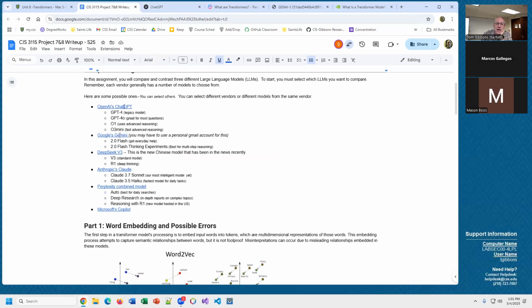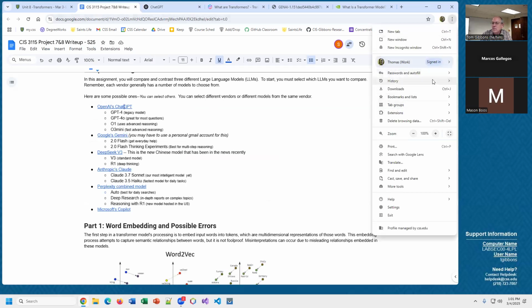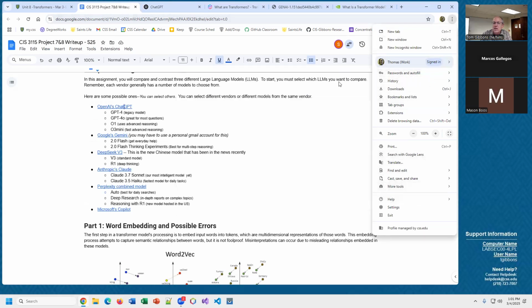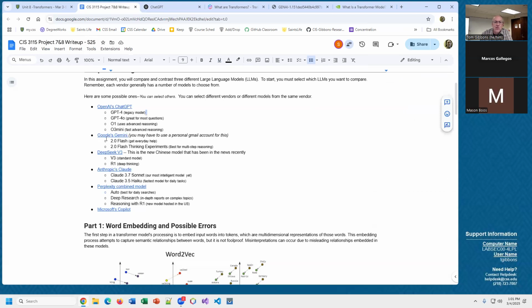Now Gemini, I don't think we can sign up with our current accounts. We can't do that at our current institution. So you've got to use a different account for Gemini. I use one of my other Gmail accounts and access Gemini through that. So if you want to try Gemini, you can do it. And again, there are 2 models that I can see I have access to, 2.0 Flash and 2.0 Flash Thinking Experimental.